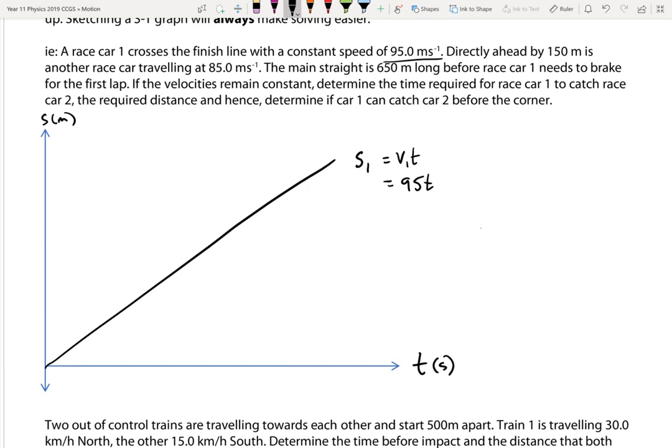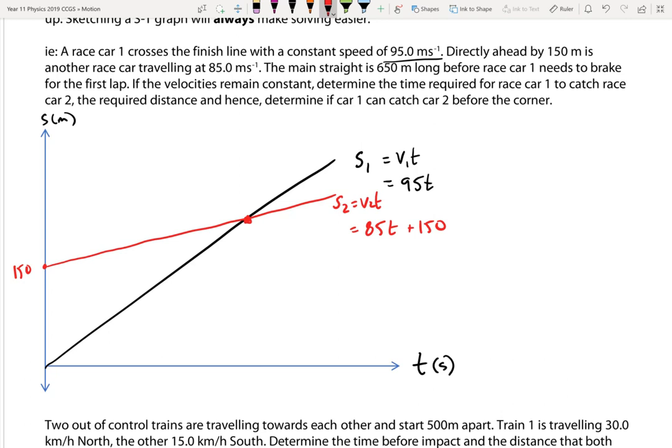Directly ahead, 150 metres, is another car travelling slower. So mathematically, further up the y-axis, we have another function with a shallower gradient. Like so. So this one now, we have to include a y-intercept: 85t plus 150. Now I chose this as it's from the reference of car 1, because at t equals 0 he's at 0 and the other car is ahead by 150.